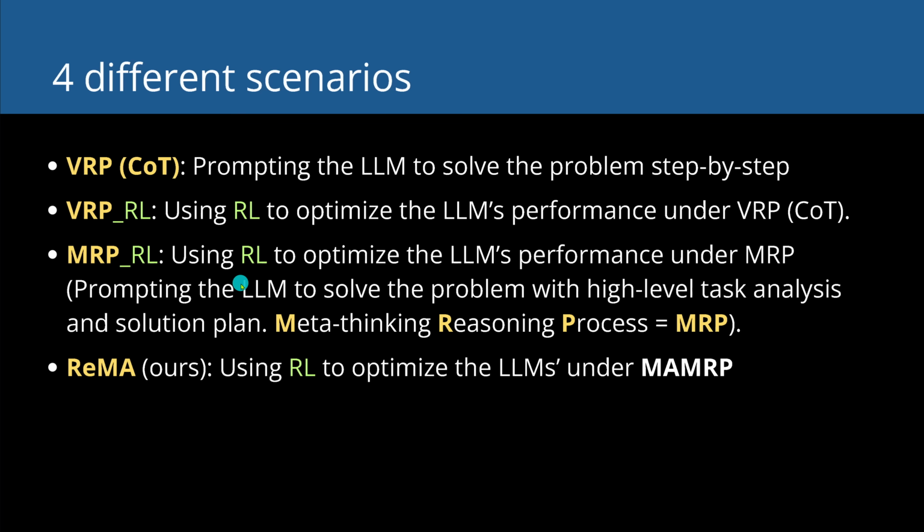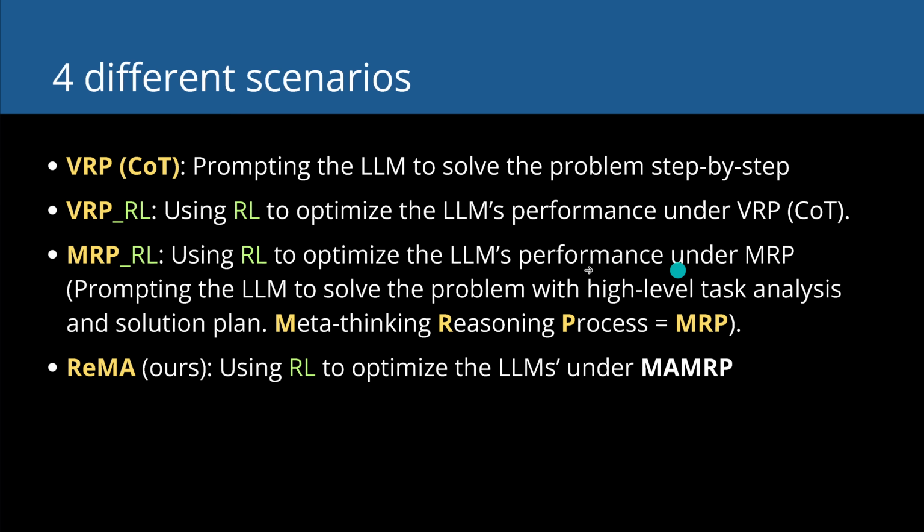And then we jump here to the meta syncing reasoning process, MRP. So we go from a vanilla RP reasoning process model to a meta syncing reasoning process model that we train with reinforcement learning. Using now a very particular reinforcement learning, I'm going to show you in a second to optimize the performance under this, prompting the LLM to solve the problem with a high-level task analysis and a solution plan. We're going to have a look at this.